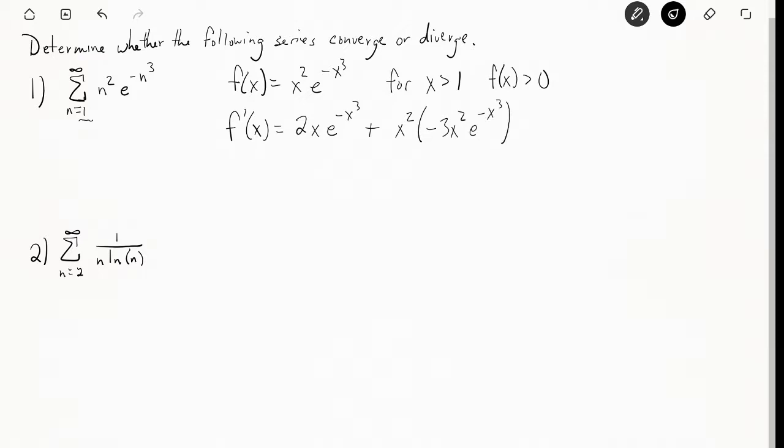Okay, so this might be hard to see if it's decreasing on that interval. But if you look, we can simplify this a little bit. You can factor out an e to the negative x cubed, and then you're left with 2x minus 3x to the 4th. So if you factor out an x, you get x e to the negative x cubed, and then we'll have 2 minus 3x cubed.